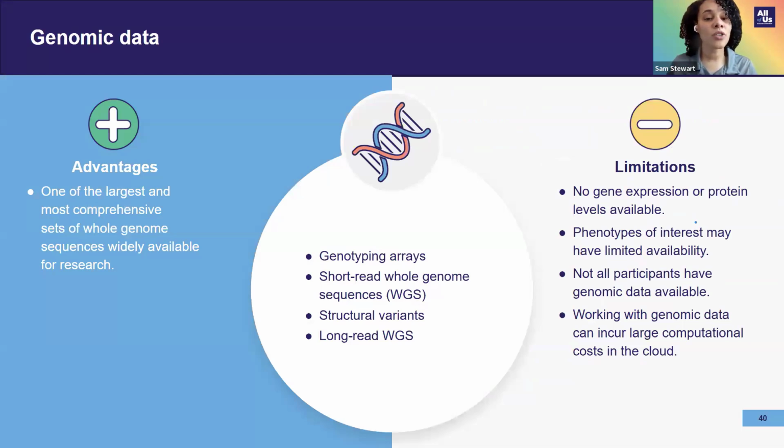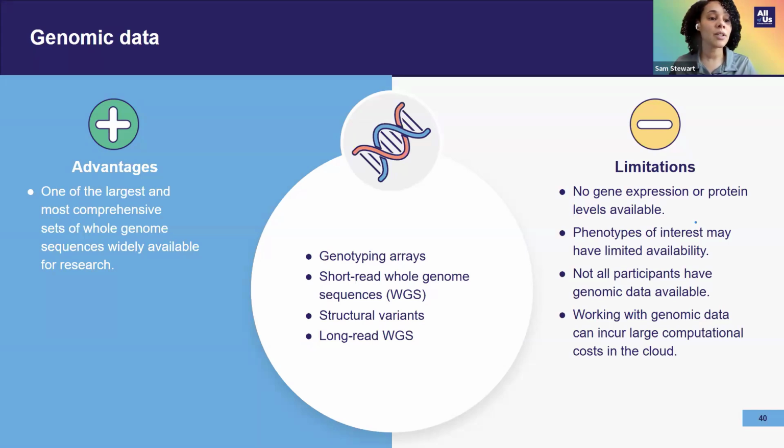So the All of Us Research Program provides genomic data in the form of short-read whole genome sequencing data, long-read whole genome sequencing data, and microarray genotyping arrays. We also have structural variants as well. And I'll highlight on the next screen, we have some auxiliary files about these data types that might be helpful to use.